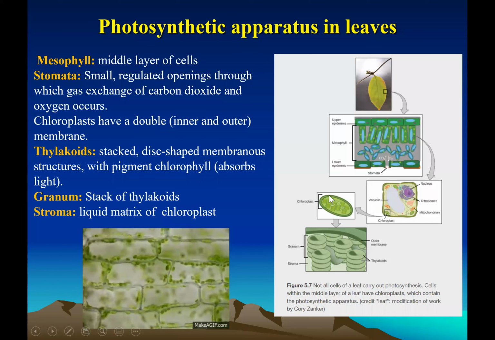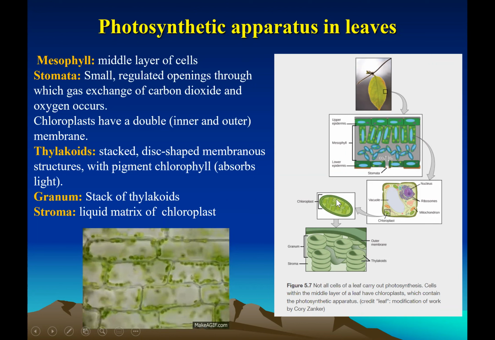If you zoom into the chloroplast, you can see that it has two membranes. It's a double membrane. Then there's a stack of membranes called thylakoids, and the whole stack is called a granum. It looks like somebody stacked up some pita bread on top of each other. Those are the thylakoid membranes.